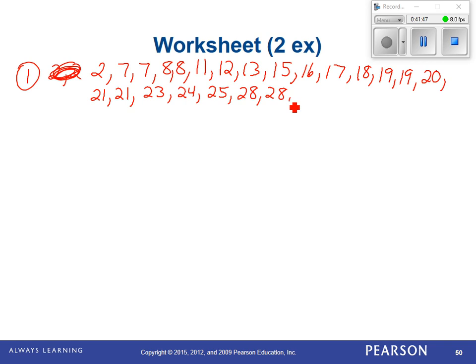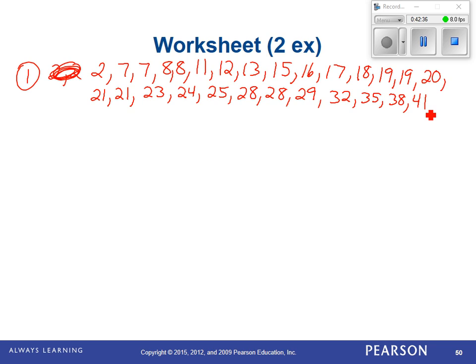Did we miss something? No? All right. Two 28s. 29. 32. 35. 38. 40. Any more? Count up your numbers. How many you guys got? 27, alright, looks like we got them all.